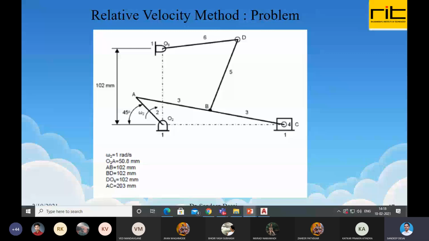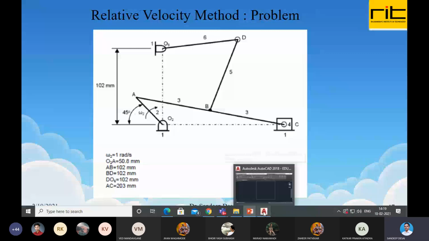Now this is the given mechanism. We have to redraw it. We have to first draw space diagram. Got it? Shall we start drawing it? Yes, sir. Okay. So let us first draw space diagram. And once we draw space diagram, we will be then able to draw velocity diagram. So let's begin.